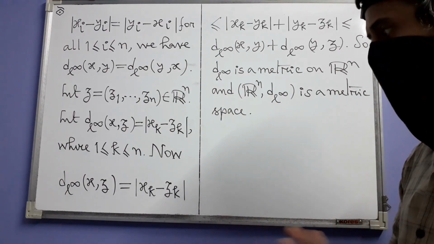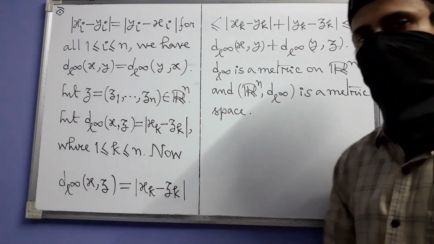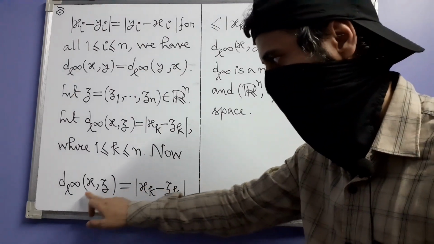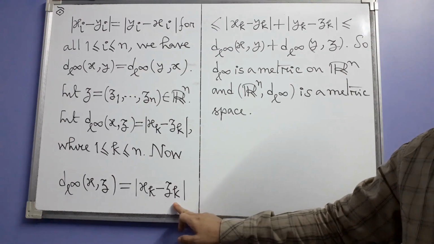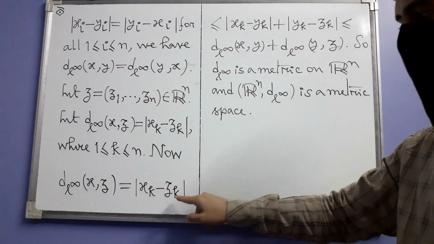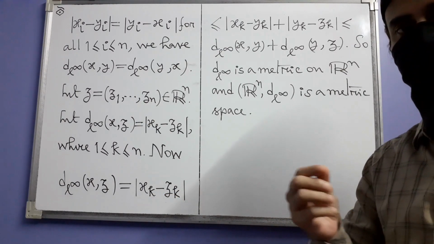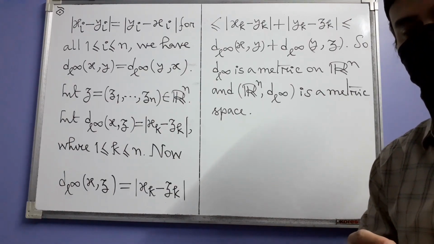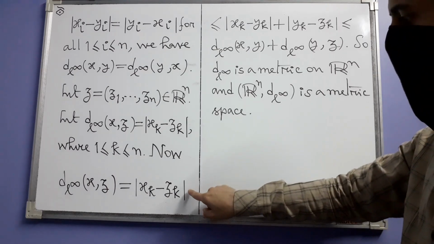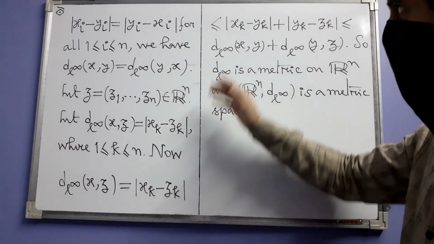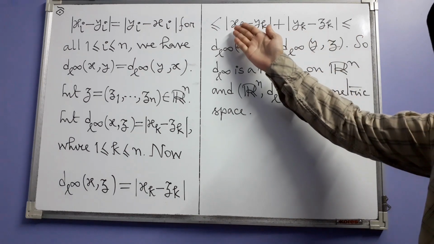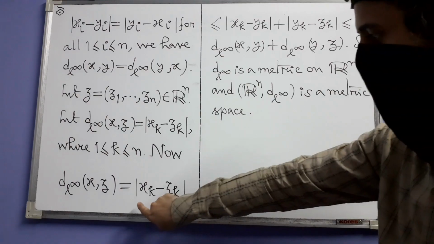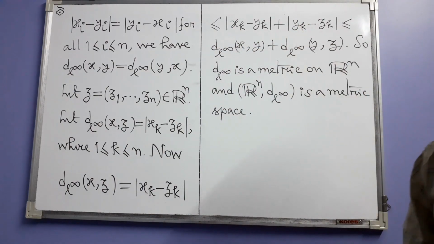Alright. So now what do we do with this information? We again write this: dl infinity x comma z is equal to this. Now on this we are going to apply the ordinary triangle inequality we have available to us in the system of real numbers. And using that we can write in place of this mod xk minus yk plus mod yk minus zk. So then this is less than or equal to this sum.